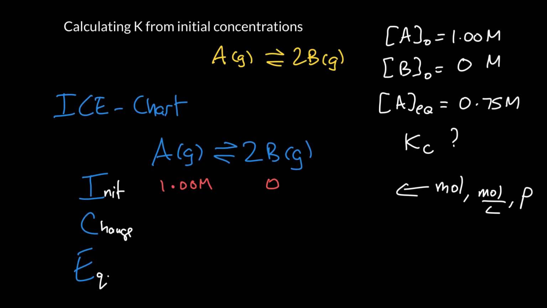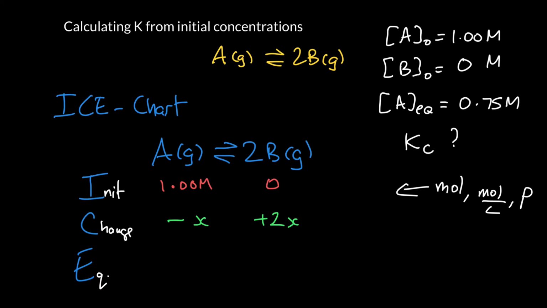So on the change line, what we need to do is pay attention to the way the chemical equation is written. And right now it's written so that every time one A gets used up, 2 B's get formed. And so in the change line, we can write minus x for A, and under B, we can write positive 2x. So now why are we writing x's? Well, we don't know the change yet, but we know that whatever this goes down by, this will go up by double the amount. So this is negative because the change is going down. This is positive because the change is going up.